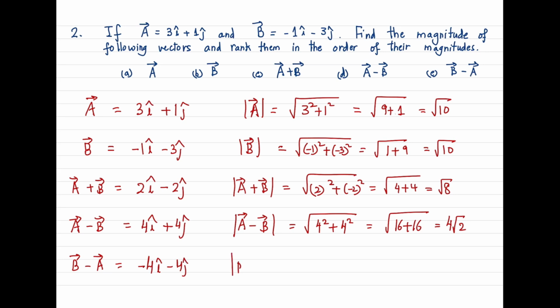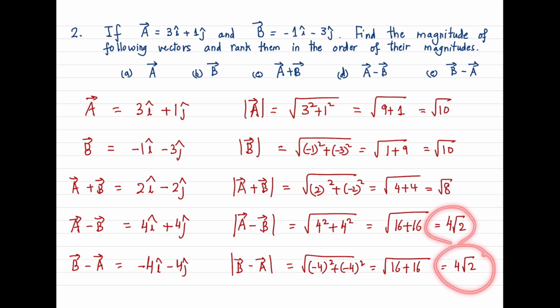So the magnitude of B minus A will be minus 4 square plus minus 4 square, which is going to be root of 16 plus 16, which will be 4 root 2. Okay, so we can see that these two vectors have the same magnitude, as well as these also have the same magnitude, whereas this one is a different number.